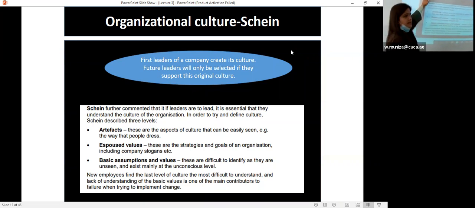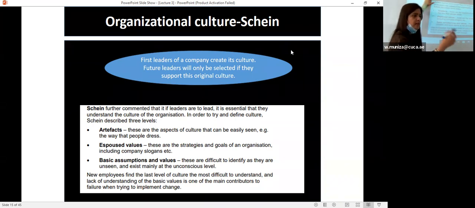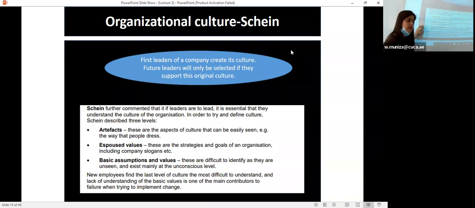So Skeen told us that the culture is going to be made up by the first leaders of the organization, and the further leaders who are going to come to the organization will be selected only on the basis of whether they are following the practices and the culture made up by the first leaders. Apart from that, Skeen told us that there are three levels in the culture of the organization. Number one, artifacts. Number two, espoused values. Number three, basic assumptions and values. Artifacts are seen. Espoused values are missions and goals or strategies of the organization. Basic assumptions and values are the psychologies of the different people or thinking of the different people. Got it?